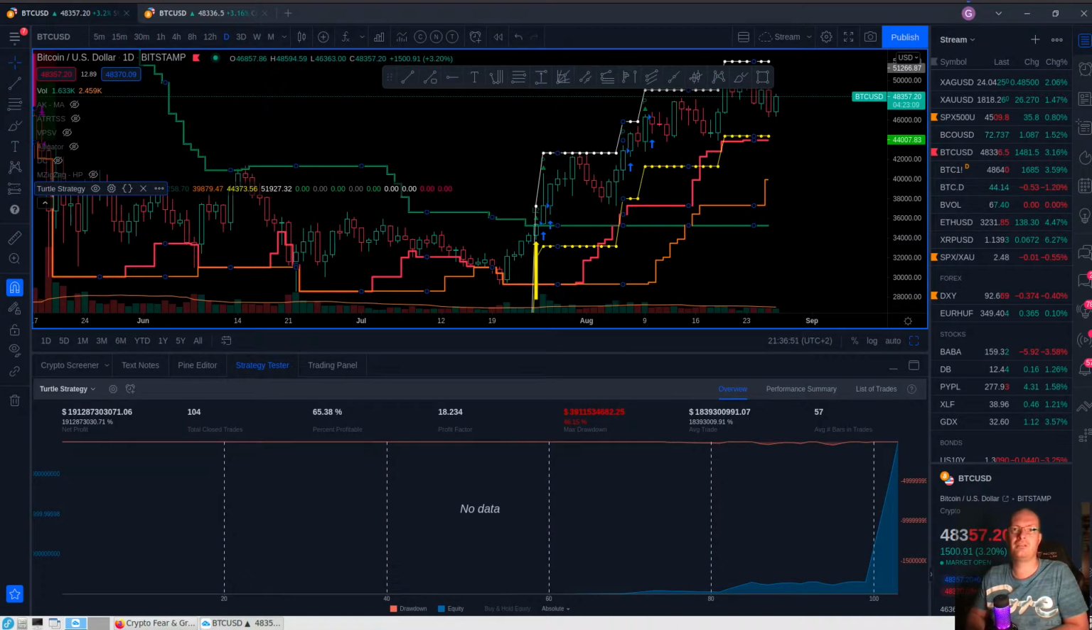This incredible percentage, which is almost 2 billion% of profit. So 65.38% profitable, which is really good. Drawdown 46%, which is also good. So on average we stay 57 days in a trade, so that's almost 2 months, and it would give this amount of profit. It's just insane.